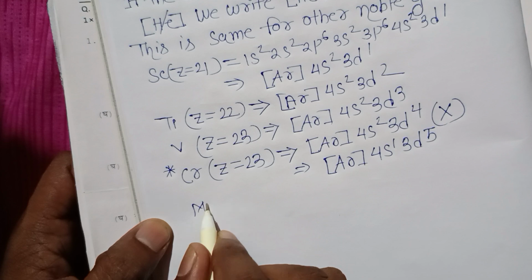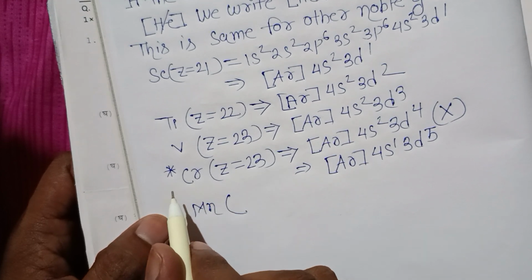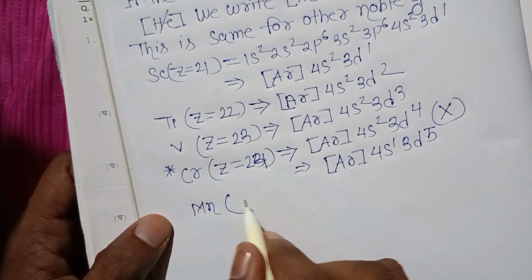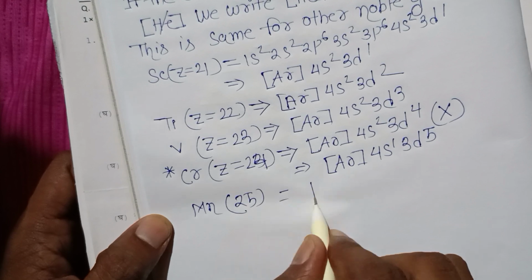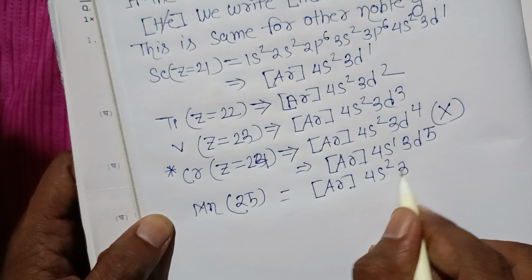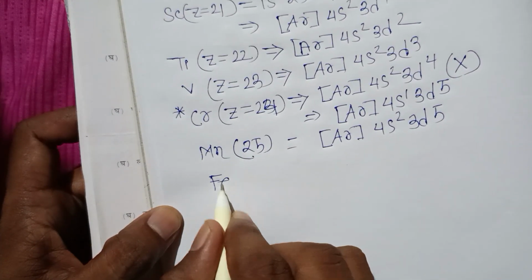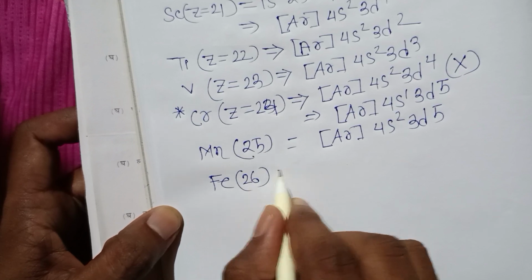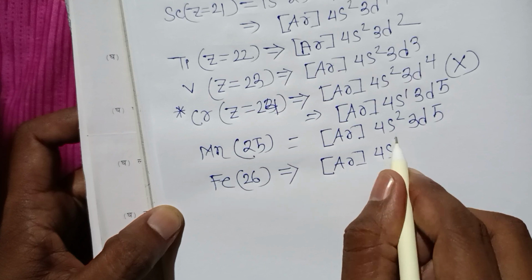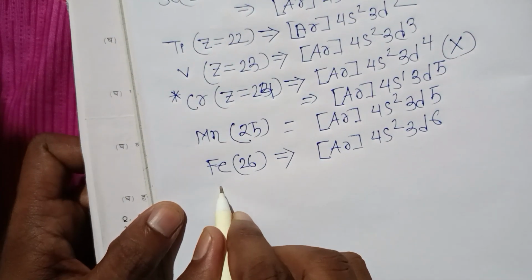Then manganese, Z equal to 25, manganese is Ar 4s2 3d5. Next we move to iron, Fe, Z equal to 26, Ar 4s2 3d6.